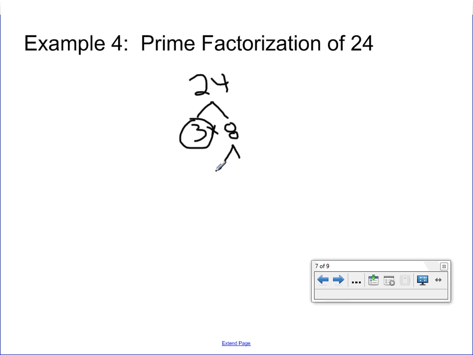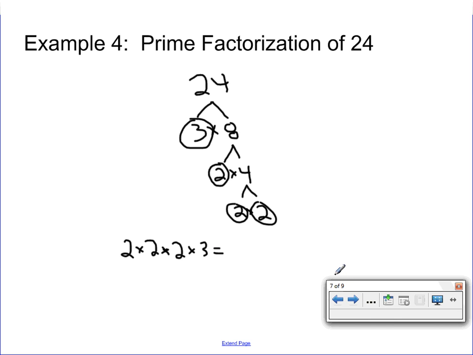So I think of my factors of 2 and 4. 2 times 4 is 8. 2 is a prime number, so I'm done there. 4 is not. I can factor that out to 2 times 2. And now I have a prime number here, prime number there, and I'm done. You're done when you can't break down these numbers anymore. If I write this out, it should be 2 times 2 times 2 times 3. So 2 times 2 is 4, 4 times 2 is 8, 8 times 3 is 24.